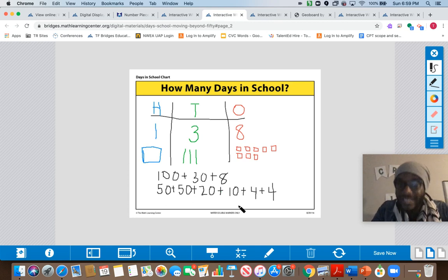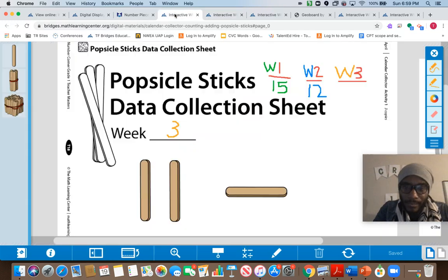Can you break this down in another way? I want to see if you can do that. So we broke it down and showed it another way from 130 plus 8. So I broke it down to 50 plus 50 plus 20 plus 10 plus 4 plus 4. Can you figure out another way to break this down in expanded form? Try it out and let me know. We're going to move on with our number corner.